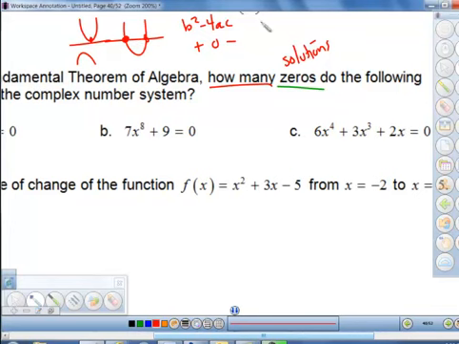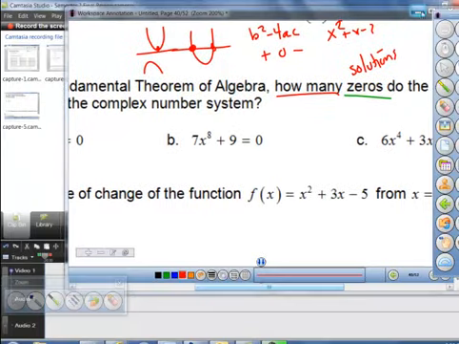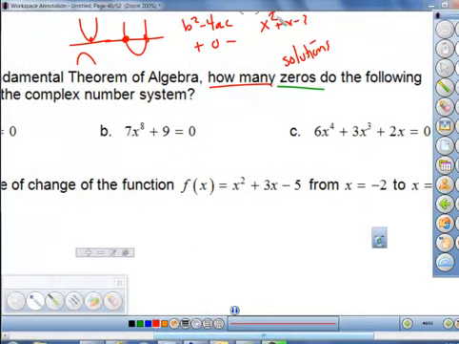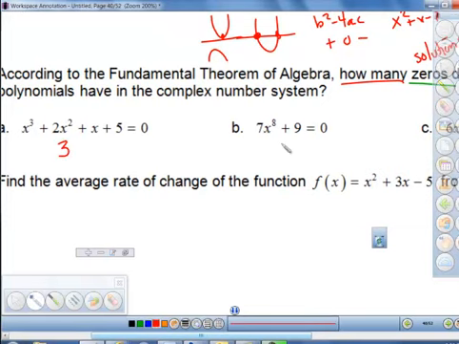A quadratic is in this format, like x squared plus x minus 2. Right, this is a quadratic. So notice that the exponent right here shows us how many possible zeros we have. So 2. All I'm going to do is look at my highest degree.